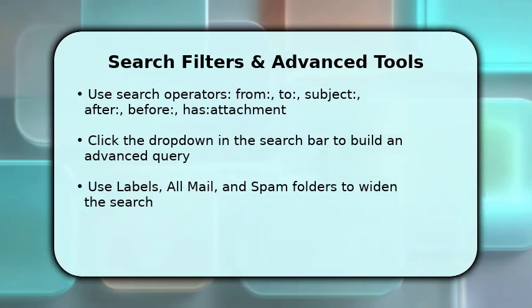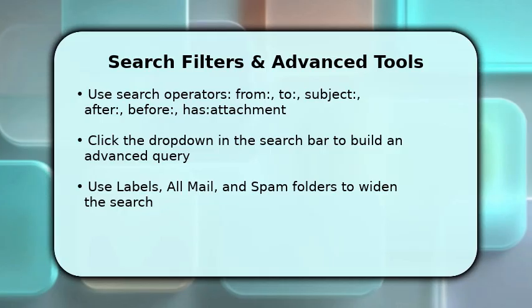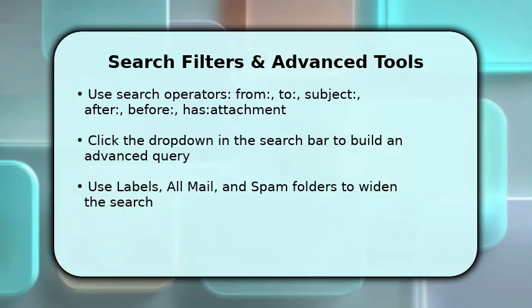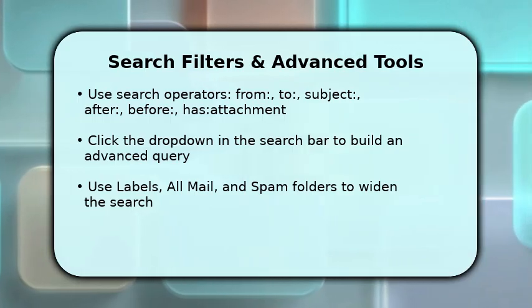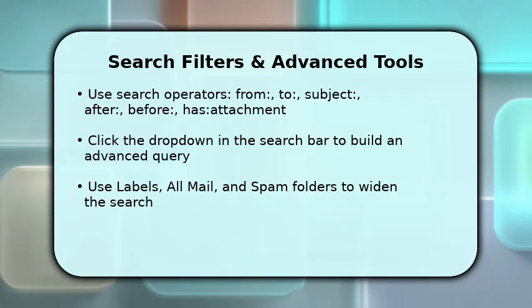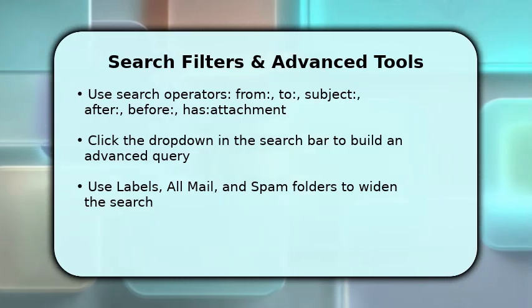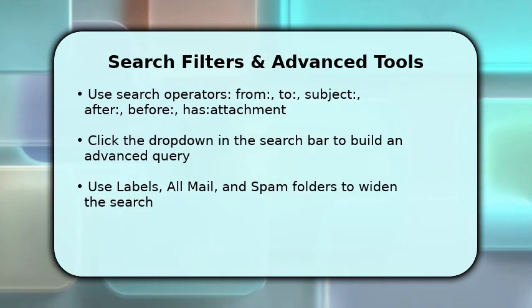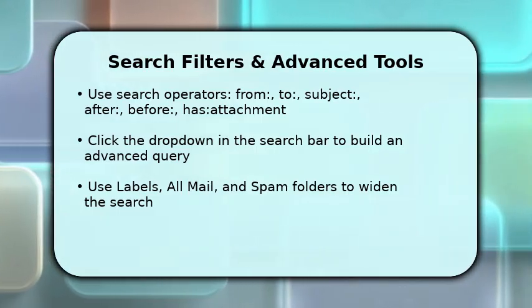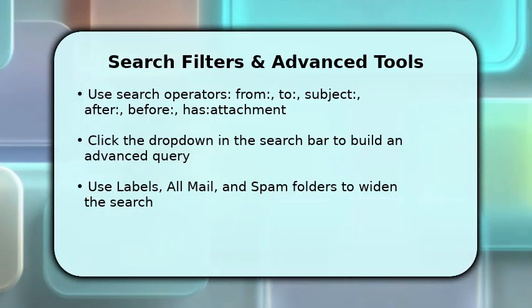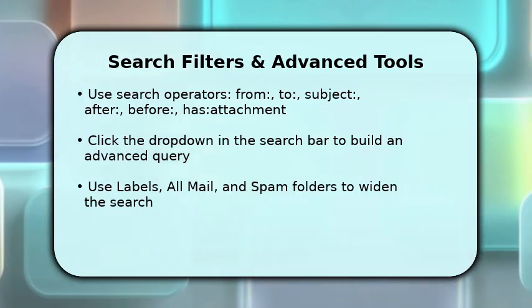Type operators like from:alice@example.com or subject:invoice and combine them with after:2022/01/01 and before:2022/12/31 to narrow date ranges. Click the small drop-down icon in the search bar to see fields for from, to, subject, has attachment, and size, which helps you craft complex queries without memorizing syntax.